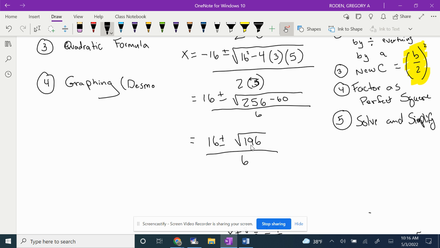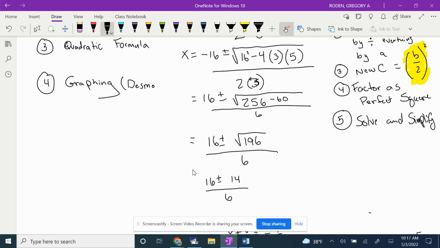What's the square root of 196, class? 13, right? Right. So now, no, 14, right? 14. So we have 16 plus or minus 14 all over 6. See what I did? Now, we're going to add the two numbers on top and divide by 6.